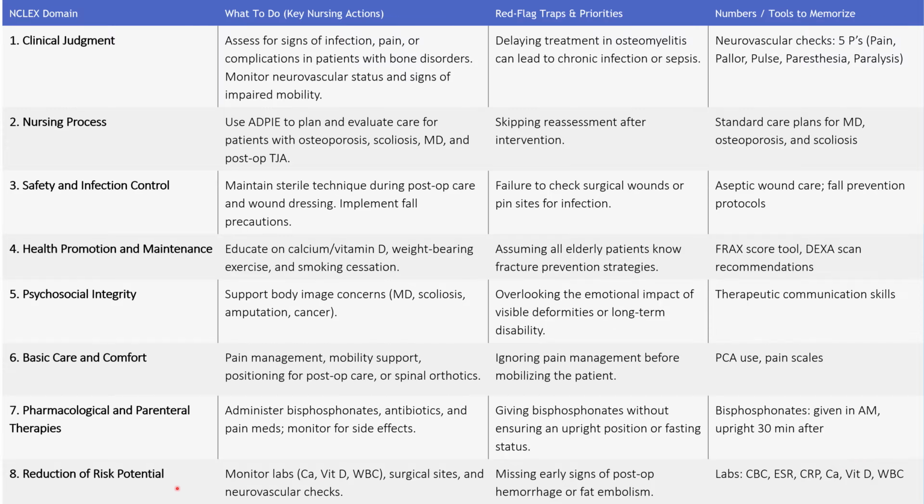Reduction of risk potential: labs, calcium, vitamin D, white blood cells here. Yeah, the fat embolism is very important. Early signs of post-op hemorrhage or fat embolism, because they don't move, they need to start moving, so you need medication, make sure of the labs, everything.